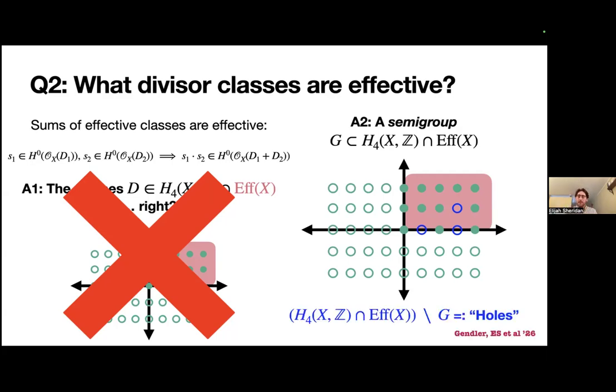And so in this paper, we referred to all of these lattice sites in the effective cone that are not themselves effective, but merely in the cone generated by effective things. We refer to these as holes. So this is what I'll call these for the rest of the talk, holes in effective cones.